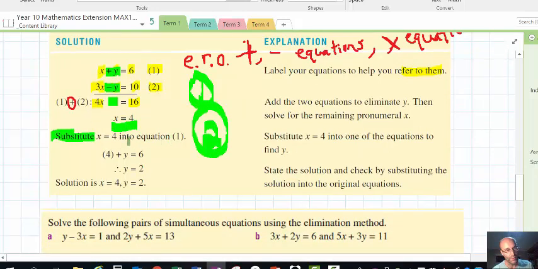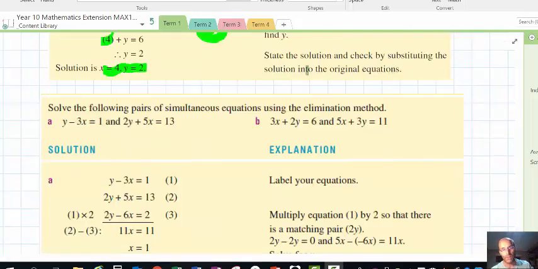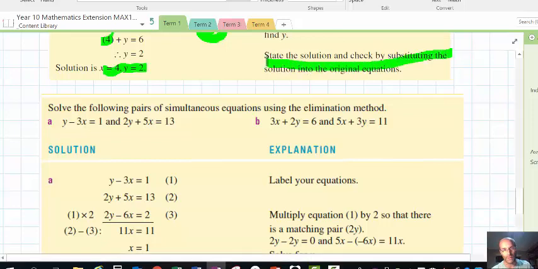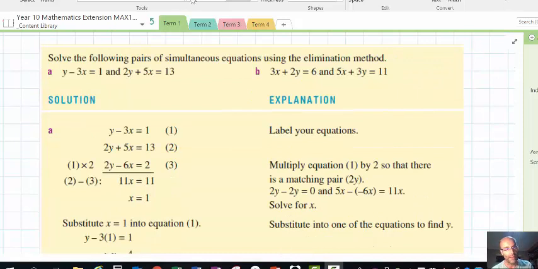So now that we know x is 4, we can sub it into one of the equations. It doesn't matter. They've chosen equation 1 because it's easier. So instead of x plus y equals 6, we got 4 plus y equals 6, and so y is 2, and we have a simultaneous solution. Please note that you can always substitute your answer for x and y into the original equations, and you can check your work, and that way you know you got it right.